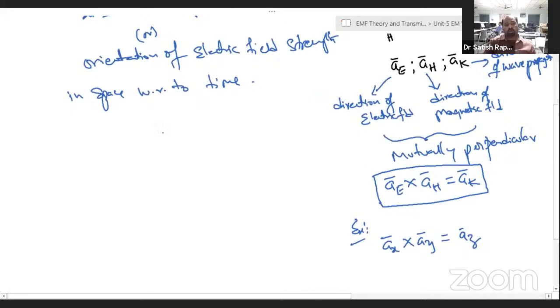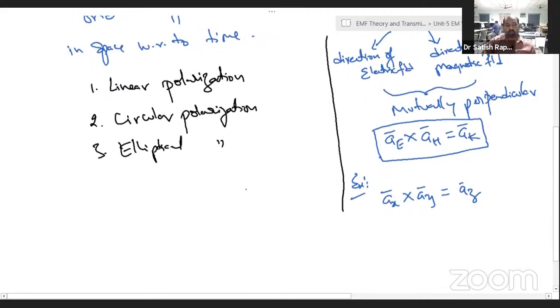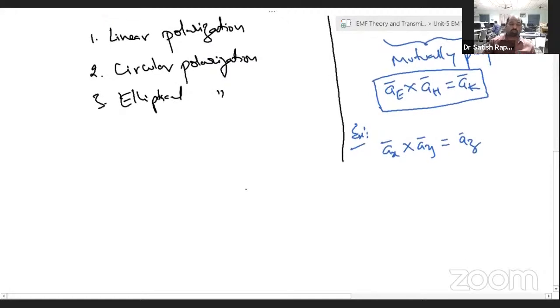So depending on the orientation of electric field, polarization is categorized into three types, right? One is linear polarization, second one circular polarization, and third one elliptical polarization. So these are three classifications in polarization, right?